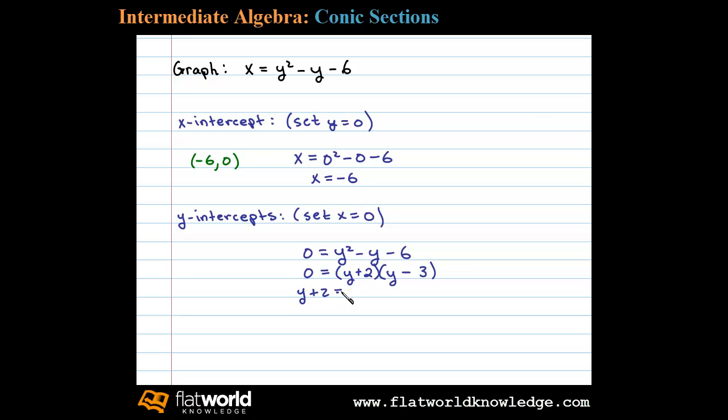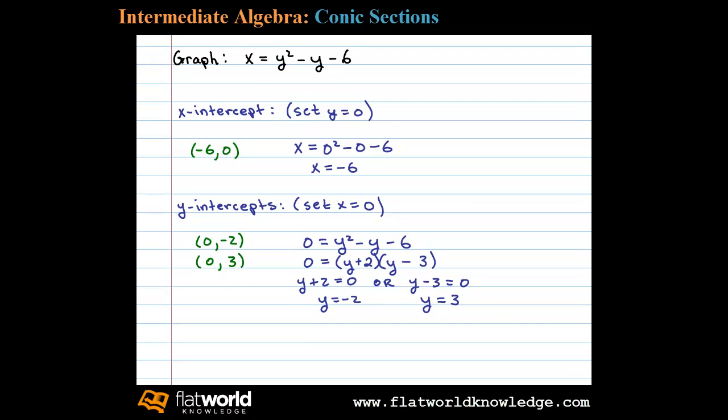And then set each factor equal to 0. And that gives us two answers, y equals negative 2 or y equals 3. And so that tells us we have two y-intercepts, one at 0, comma negative 2, and another at 0, comma 3.